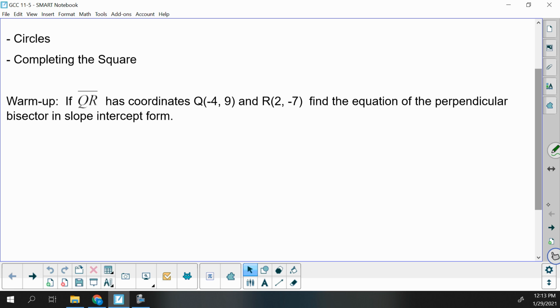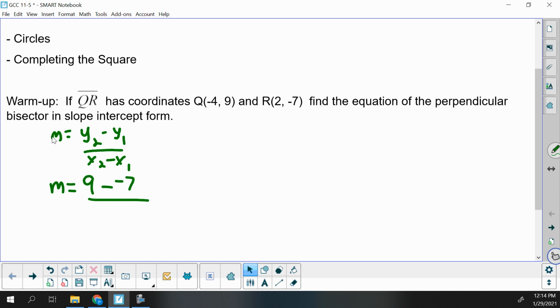So start out by doing your slope. Slope is y2 minus y1 over x2 minus x1. So pick any y to start with. I'm going to start with the 9. 9 minus the other y, which is negative 7, over, if we started with 9, we've got to start with negative 4 for the x's, minus the other x, which is 2. Minus a minus becomes a plus. So 9 plus 7 is 16. Negative 4 minus 2 will give us negative 6. This will reduce to negative 8/3.